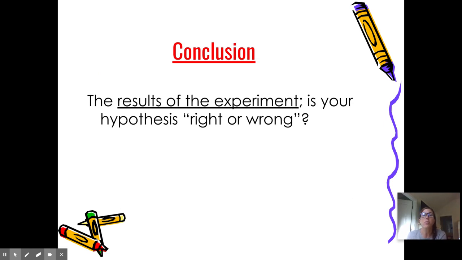And in the conclusion, the results of the experiment, this is where we find out if our hypothesis was right or wrong.